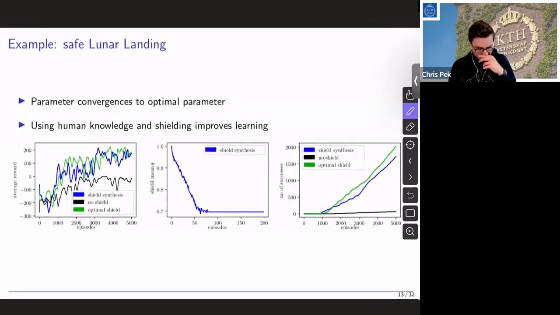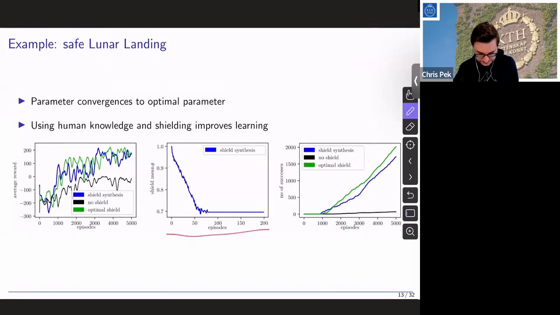So first, let's look at how this framework that I explained to you would look for this case. On the left, you can see the rewards for the shield synthesis, for no shield, and for optimal shield. The optimal shield would directly train with the perfect theta, which in this case is 0.7. Blue shows how it behaves over training. They're pretty close in average reward, whereas the no shield version takes much longer to converge because we are not leveraging the additional knowledge that the human could give.